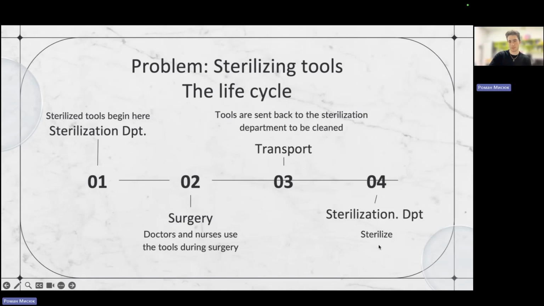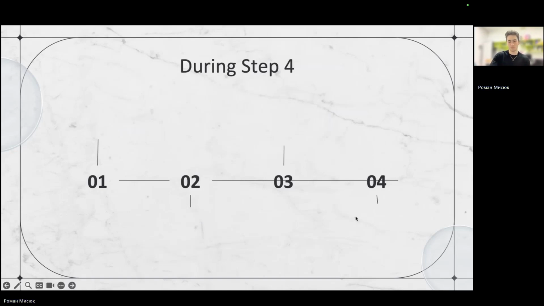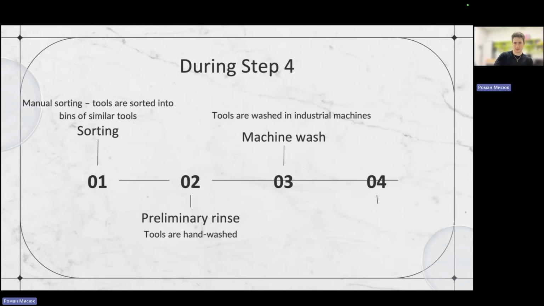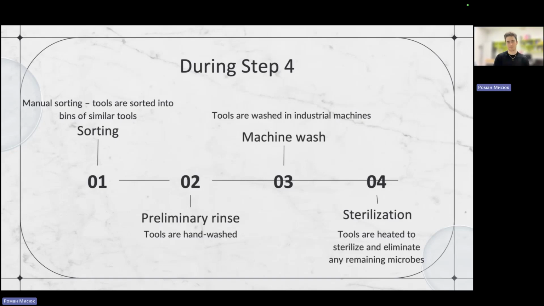Despite this being the shortest text we put here, this is the step that has many components. During this step, we first have to sort the tools. The way it's done currently is it's being manually sorted by a team of 7 people at St. Pantaleon in specific, where they're sorted into bins of similar tools. Then they're rinsed by hand, then machine washed in industrial machines, and then finally they're sterilized fully, where they're heated to eliminate any remaining microbes. What we can see here is that this first step can be optimized using artificial intelligence.